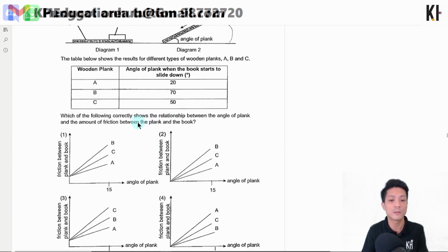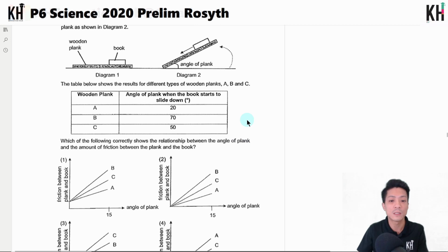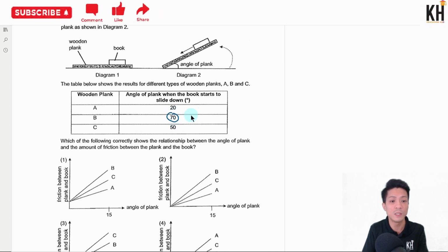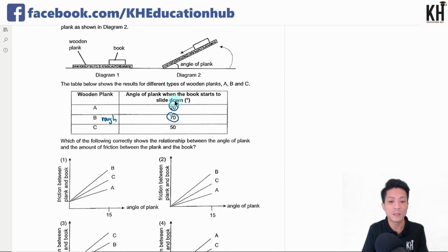Which of the following correctly shows the relationship between the angle of plank and the amount of friction between the plank and the book? In this case, we can see that between A, B, and C, B has got the highest angle, which means that wooden plank B is the most rough. And wooden plank A is the one that is the most smooth.